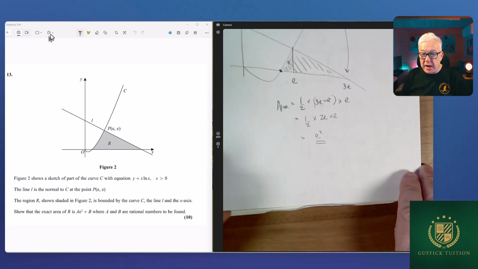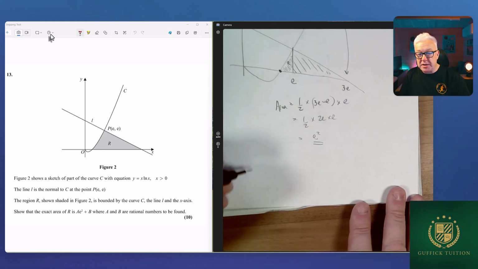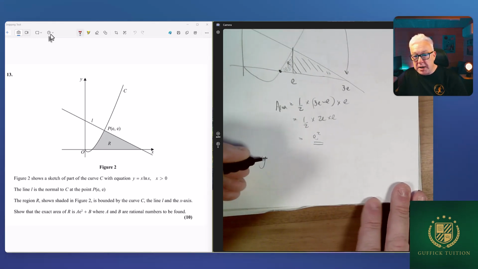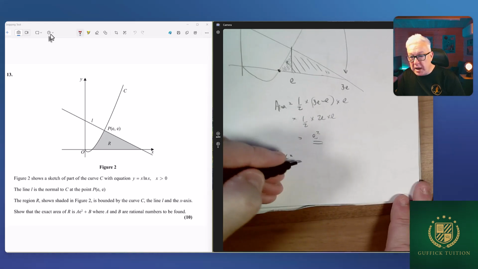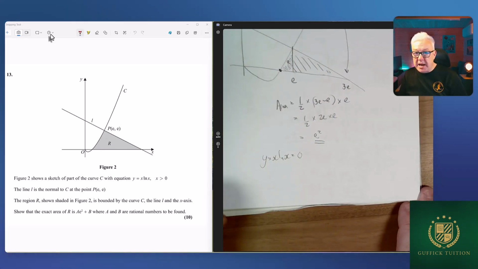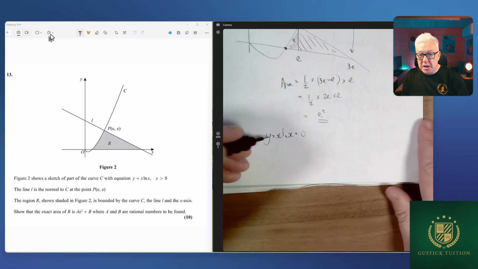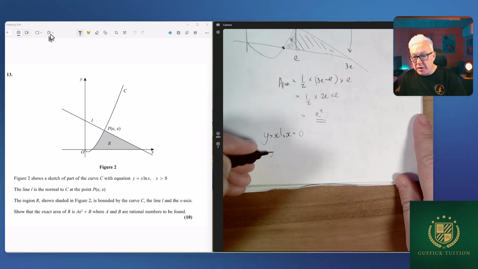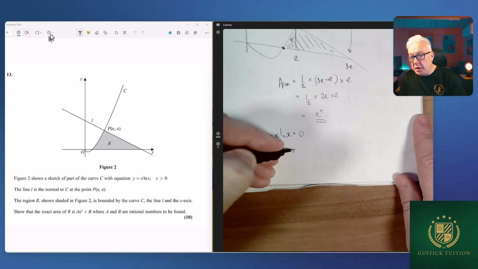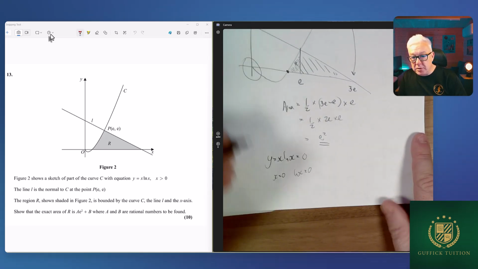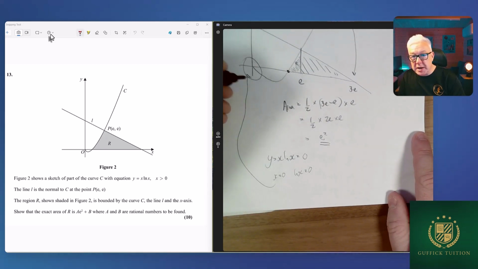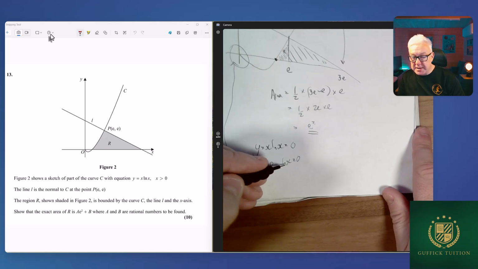And in order to find that out, we're going to set the equation y is equal to x ln x equal to 0, because where something intersects the x-axis, y is 0. So if x ln x equals 0, that either means x is equal to 0 or ln x is equal to 0. And x is equal to 0 is this solution here at the origin that you can see. So therefore ln x is equal to 0.